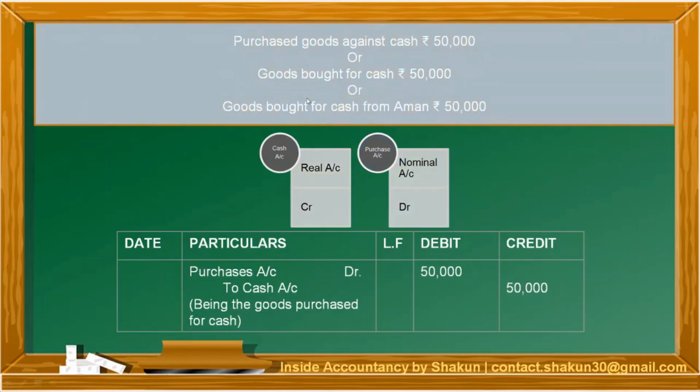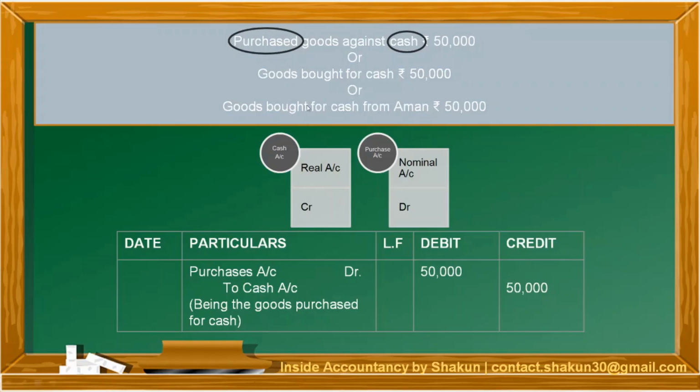Moving on, the next transaction is purchased goods against cash, goods bought for cash, goods bought for cash from Aman. Again, all these three transactions are same. But a question might be coming to your minds that in the last transaction, a person's name is given, but the name is not given in the first two transactions. Even then, I'm saying that all these transactions are same. This is because of the fact that the accounts which are identified in this transaction are purchases and cash.